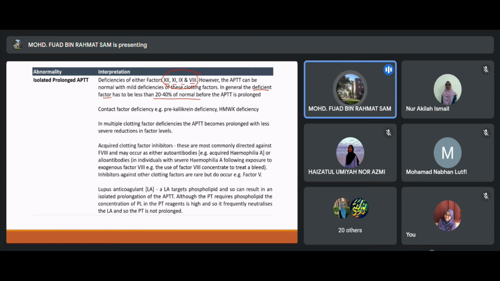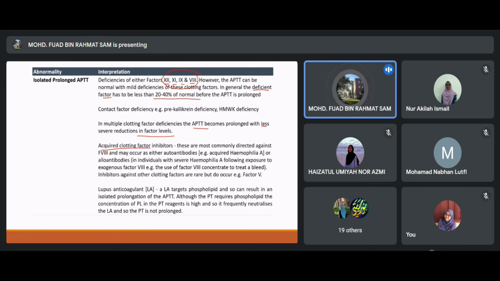So, you can see here, when there is a prolonged APTT, maybe the patient has a deficiency of a factor in the intrinsic pathway. And then contact factor deficiency, pre-kallikrein deficiency or HMWK deficiency. What is HMWK? High molecular weight kininogen deficiency. If you remember back in the intrinsic pathway, it has involvement of HMWK. And then in multiple clotting factor deficiencies, the APTT becomes prolonged with less severe reductions in factor levels.